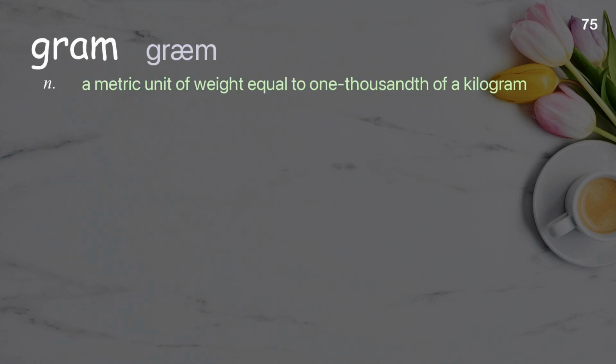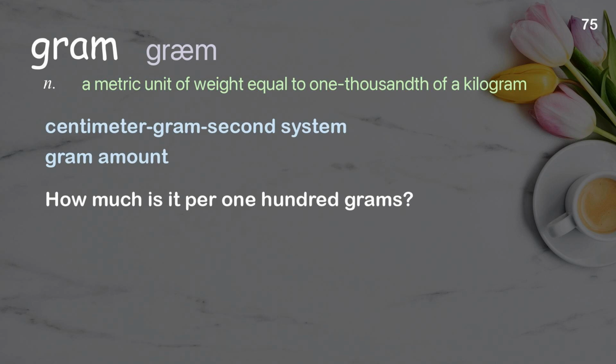Gram. A metric unit of weight equal to 1,000th of a kilogram. Examples: Centimeter gram second system. Gram amount. How much is it per 100 grams?